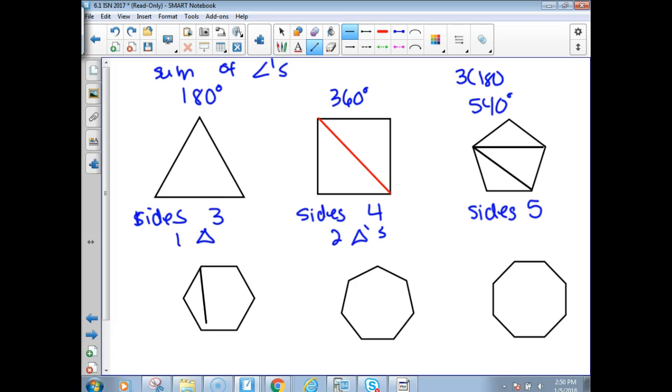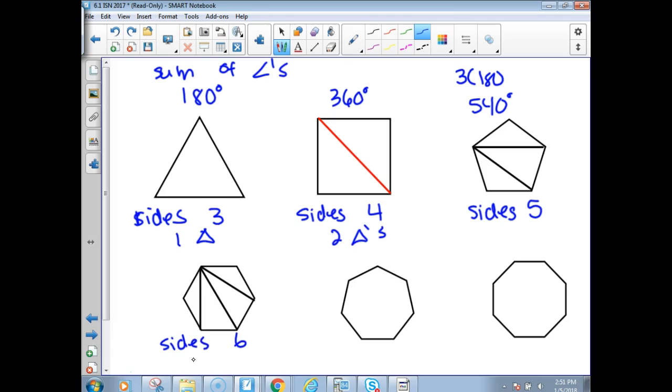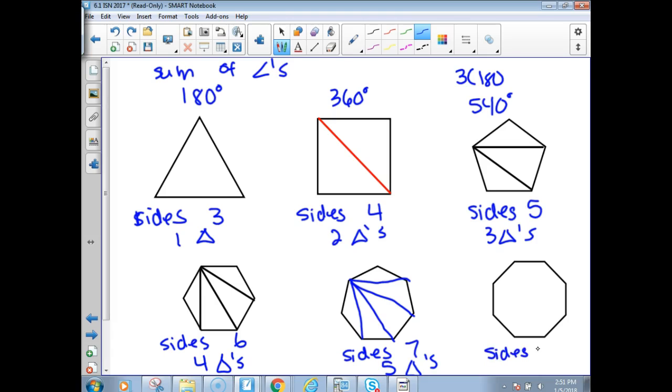Okay, this one, how many minimum number of triangles can I make? All right, the number of sides is 6. I can make 4 triangles out of that. That's the minimum number. So the sides were 6 and the triangles are 4 triangles. And the previous one was 3 triangles. And this one has 7 sides. I'm just going to draw these kind of ugly now. There's 5 triangles. So 7 sides and 5 triangles. And this finally is an octagon. The number of sides is 8. How many triangles are you going to guess? How are you getting that? 6.